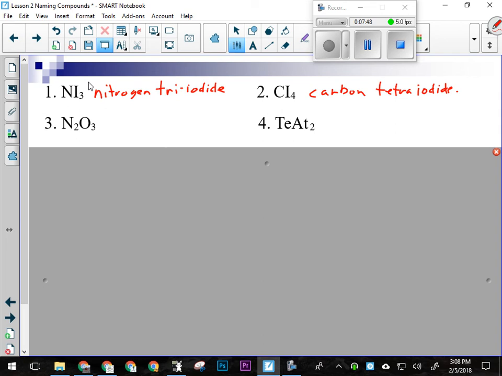Okay, number 3, we've got nitrogen. There's 2 of them, so do I need a prefix this time? Yes, this is going to be dinitrogen trioxide. And then for number 4, I've got tellurium. There's no number on that, so I can just write it. It won't need a prefix. And there's 2 astatines, so that would be diastatide.